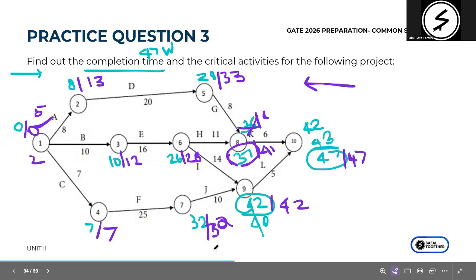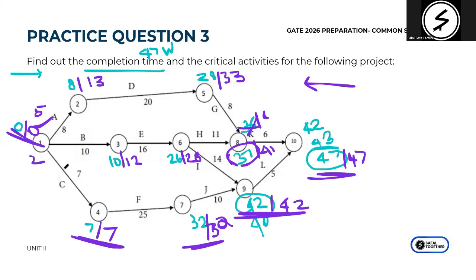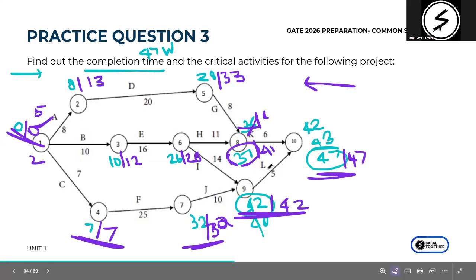Okay, so now our critical activities are basically whichever is without any difference, right? So these become your critical activities and this becomes your critical path. So your critical path in this case is 1, 4, 7, 9, 10, or the activities C, F, J, L, the path that is formed by these activities. So these are your critical activities, and the path that connects all your critical activities is technically your critical path. Okay.